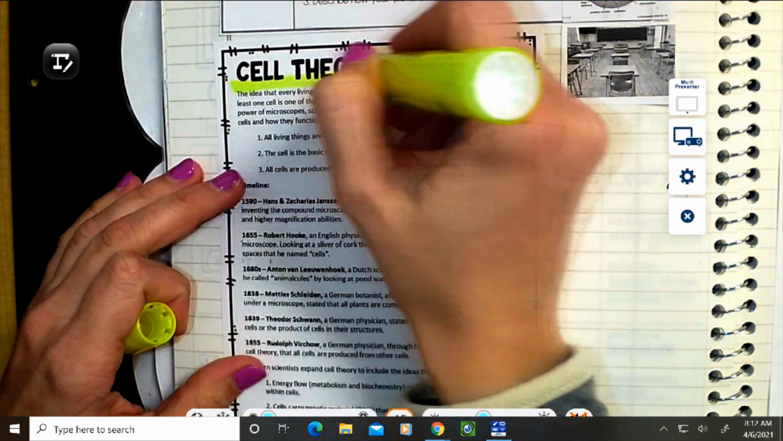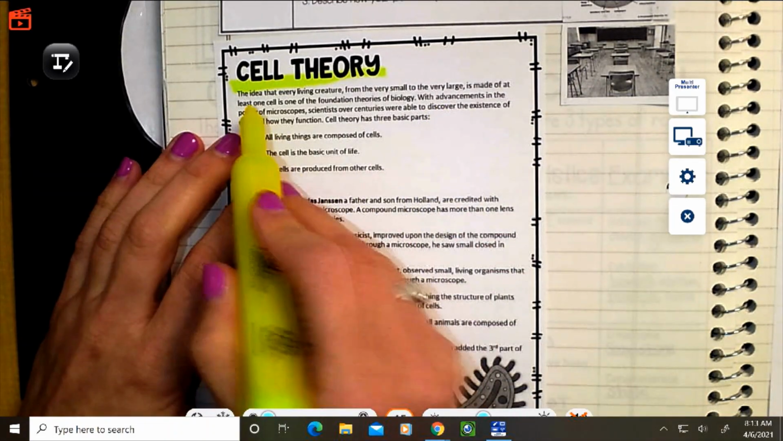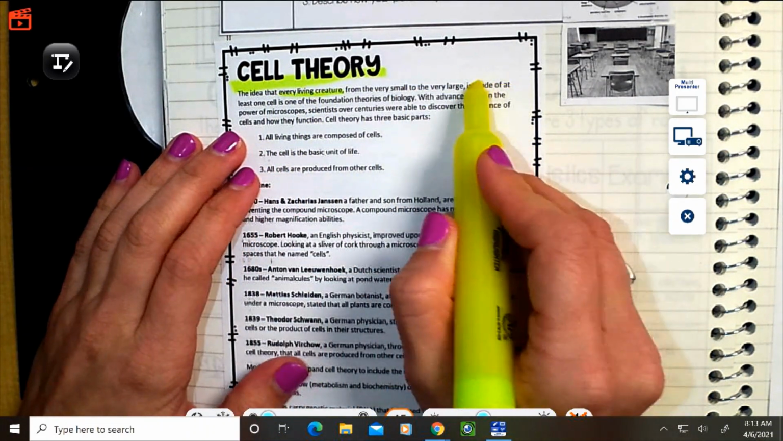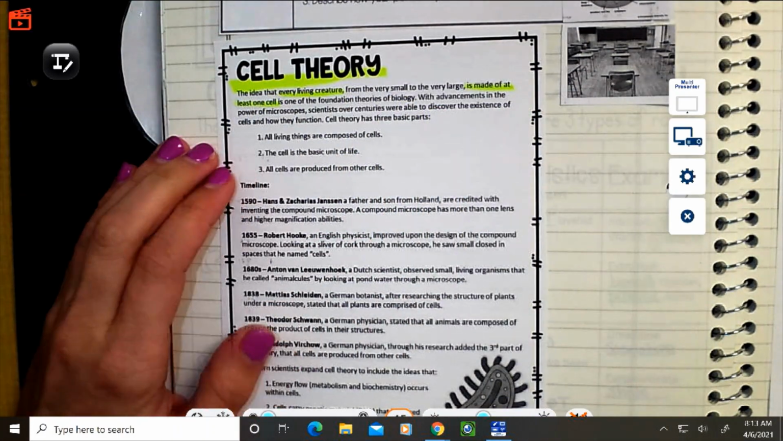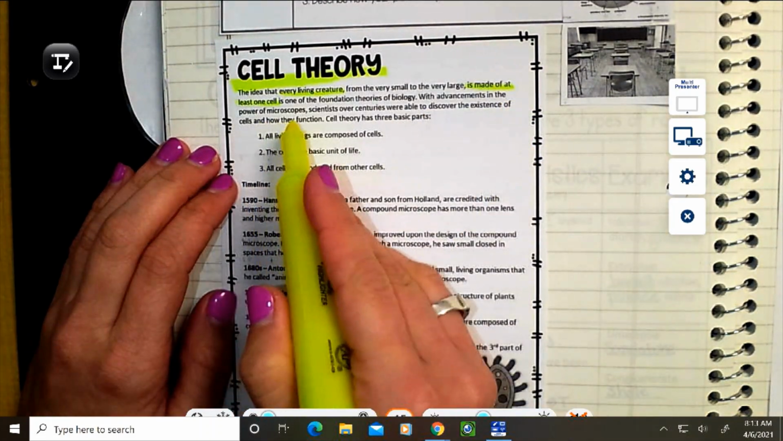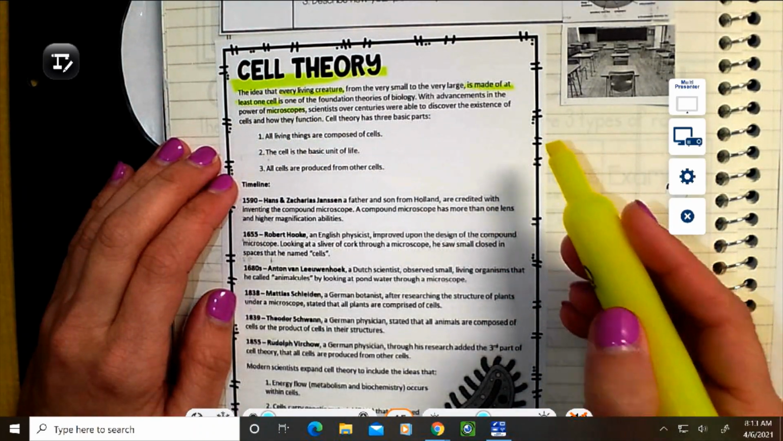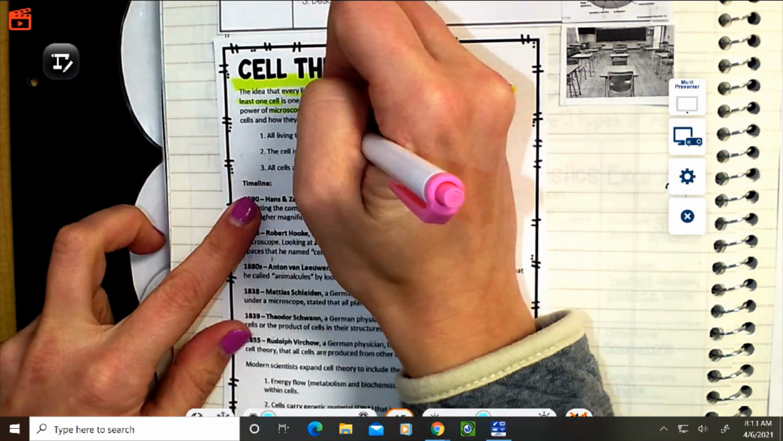So cell theory, which is a vocab word we're going to look at a little bit later, maybe tomorrow or later this week. But cell theory is the idea that every living creature, from very small to very large, is made of at least one cell. And this is the foundation of theories in biology. With advancements in the power of microscopes, we're going to use microscopes, scientists over centuries were able to discover the existence of cells and how they function. And we want to remember that function means how they work. So function means work.